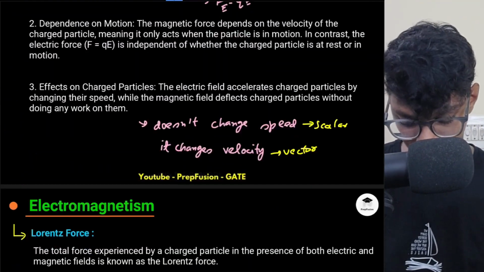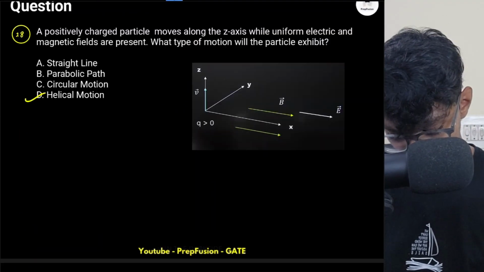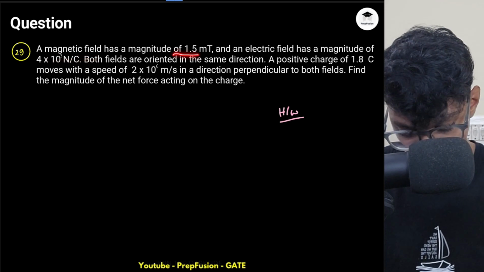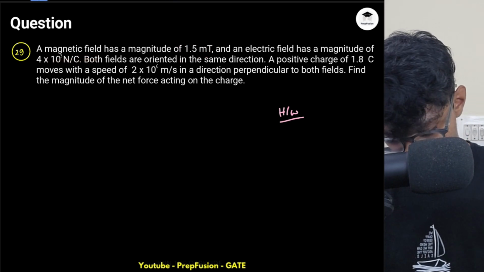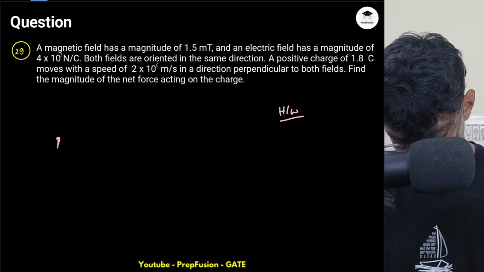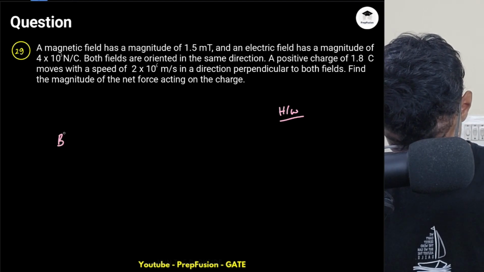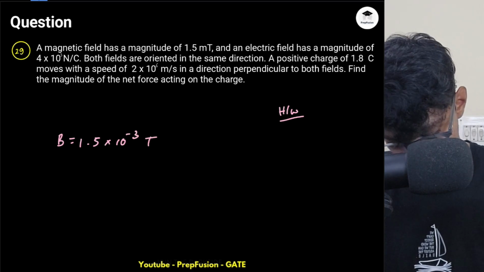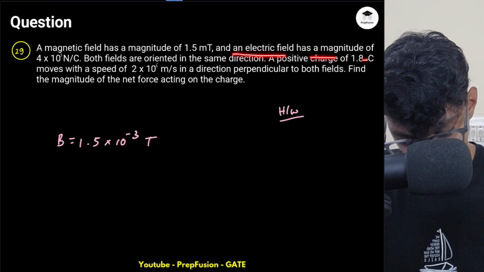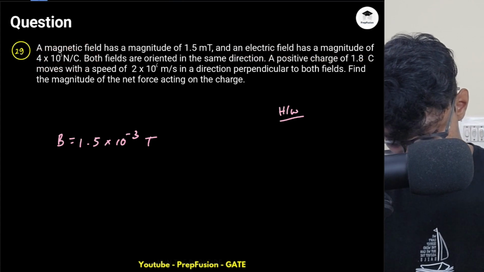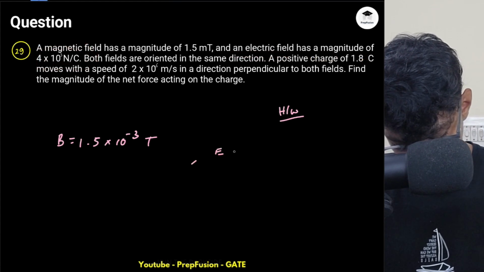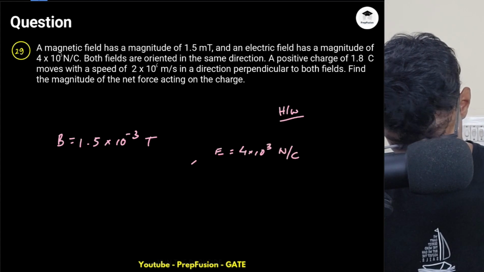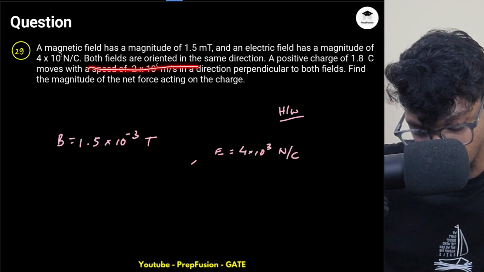This was a pretty simple question. Let's now solve the second question. This question I gave as homework, right? So here we have a magnetic field that has a magnitude of 1.5 millitesla. And an electric field has a magnitude of 4 into 10 raised to power 3 Newton per Coulomb. Okay, both fields are oriented in the same direction.